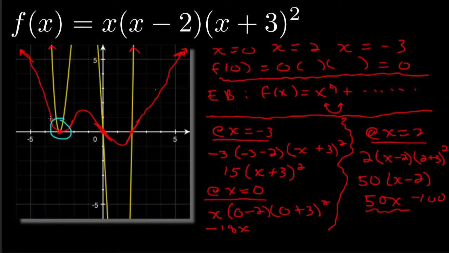Here I've got a root that bounces. Here I've got a root that goes through 0, 0 in a negative linear fashion. And here I've got a root that goes through 2, 0 in a positive linear fashion. So my roots are okay, my end behavior is okay. The only thing I don't know is where the maximum and minimum are. But again, that's a calculus topic.